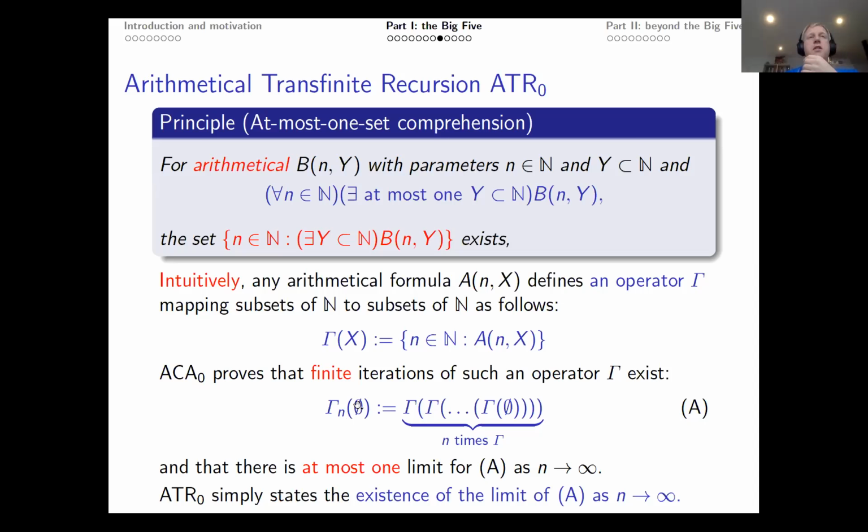Transfinite recursion, because we take the limit, it's not finite iteration or recursion, it's transfinite, because we take the limit of n to infinity. So that's transfinite recursion, and it's a kind of inductive definition too, if you want.